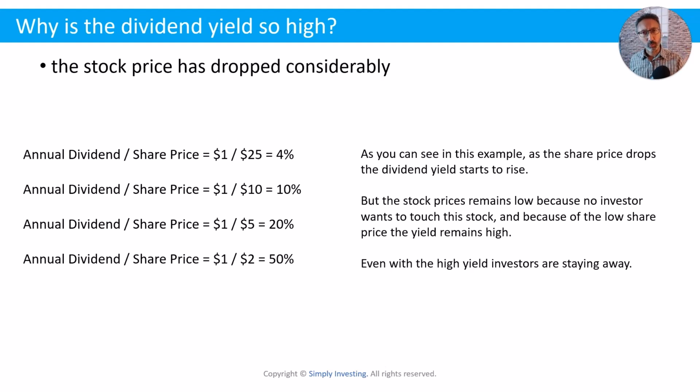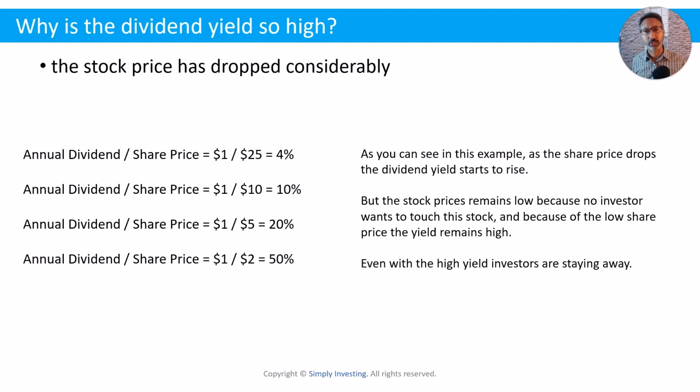As the share price remains down, because nobody wants to touch the stock at all, the dividend yield is going to stay high. This is very different from the first example, because if this was a good company, people would be rushing in to buy, the stock price would come up, the yield would come down. In this example, the yield has been at 50%. Let's just say for the last 3 months, it's stuck at 50%.